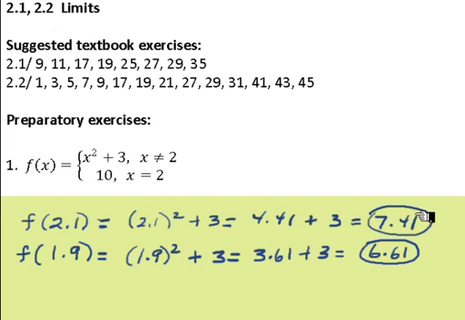All right, so notice when we substituted in a value bigger than 2, we got something a little bit bigger than 7. And when we substituted in something smaller than 2, we got a value that was a little bit smaller than 7. Now let's look at f of 2 itself. Well, according to these directions over here, f of 2 is equal to 10. When x equals 2, the function is equal to 10. So f of 2 is 10.